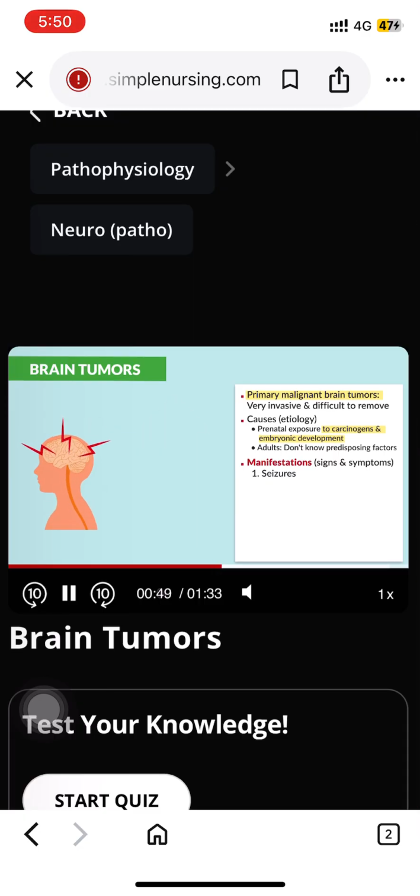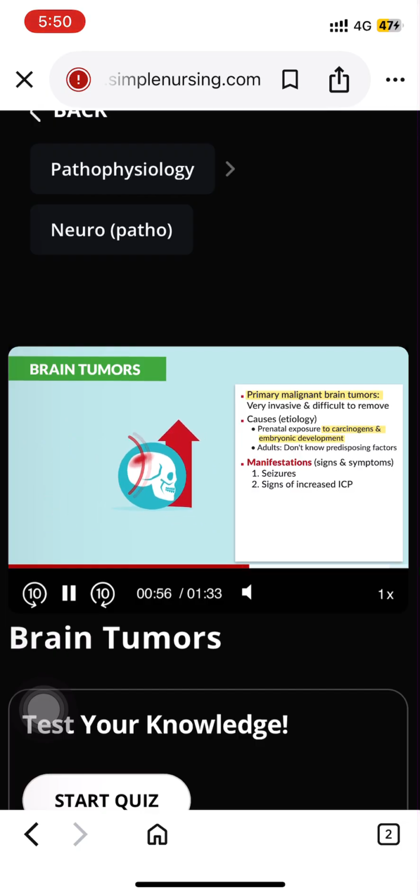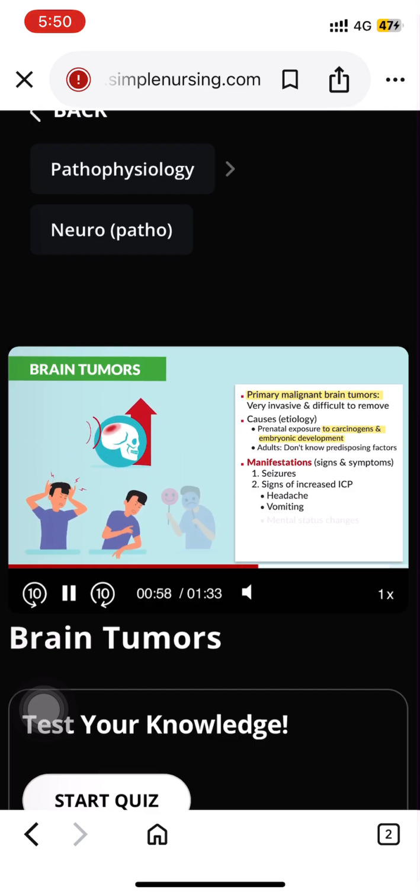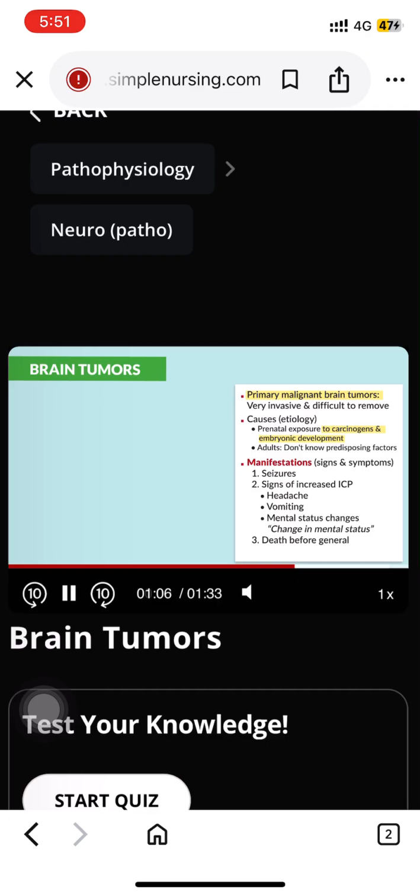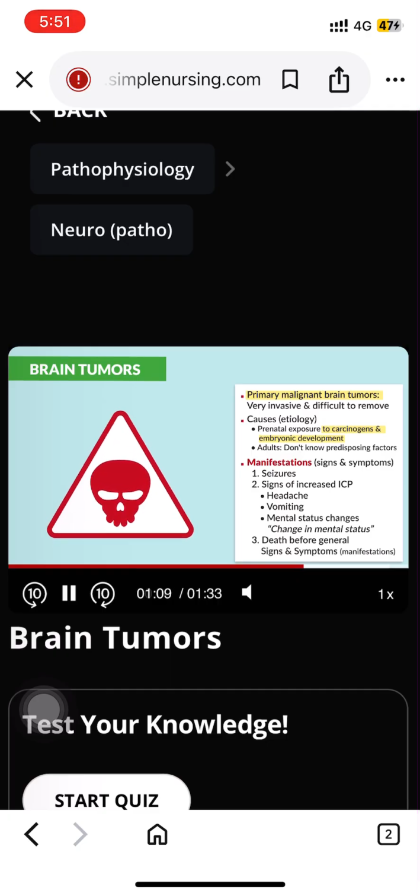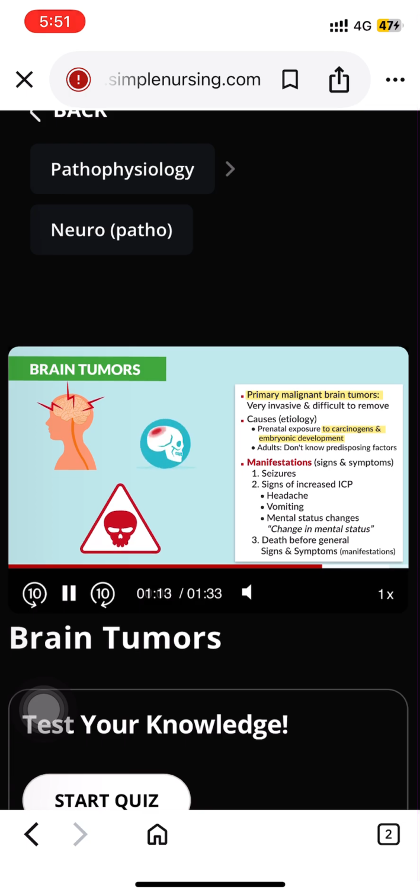So number one, we're going to see seizures. Number two, we're going to see signs and symptoms of increased ICP. For example, headache, vomiting, and mental status changes, or a change in mental status, as most textbooks like to say. And lastly, number three, this is a big one, death before general signs and symptoms, those manifestations. So we'll see this 1, 2, and 3 progression when a client has a severe brain tumor.